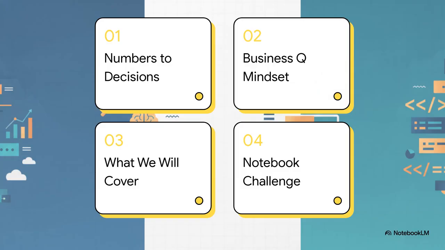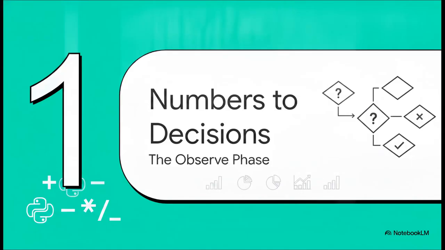So here's our roadmap for this explainer. 1. From numbers to decisions. 2. The business question mindset. 3. What we will cover. And 4. The notebook challenge. Let's get into it. From numbers to decisions.